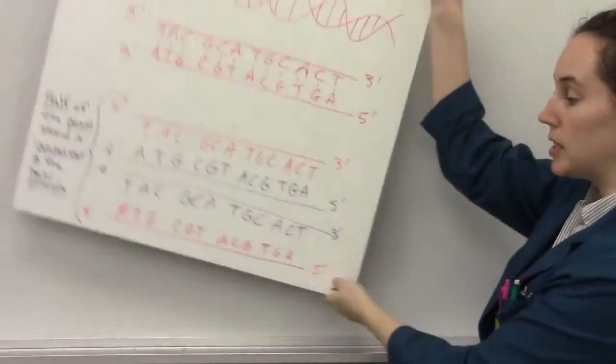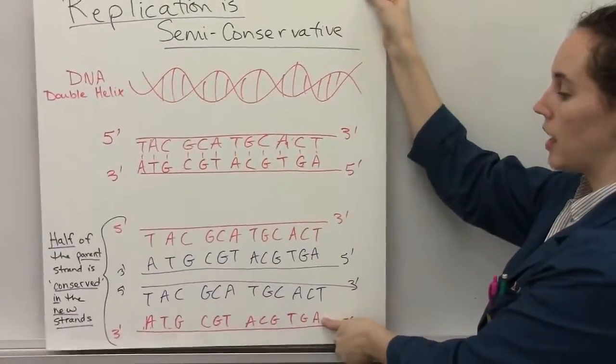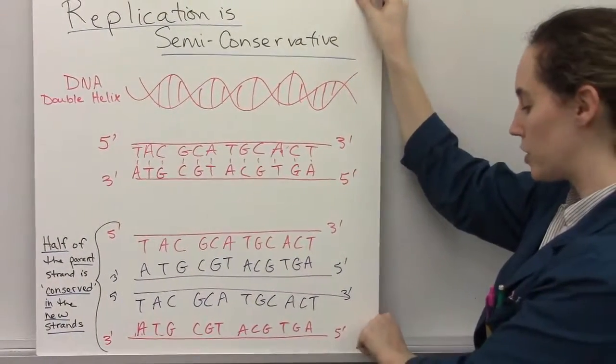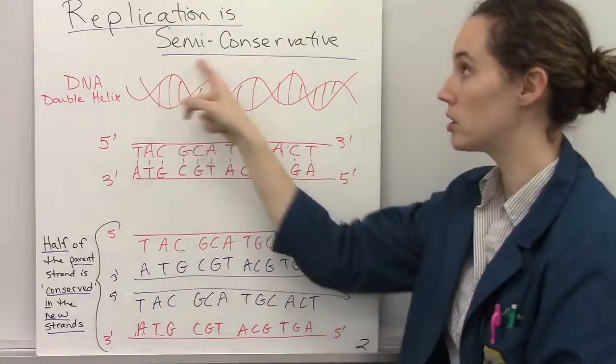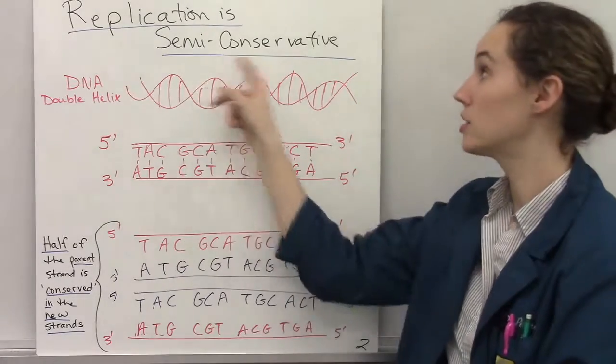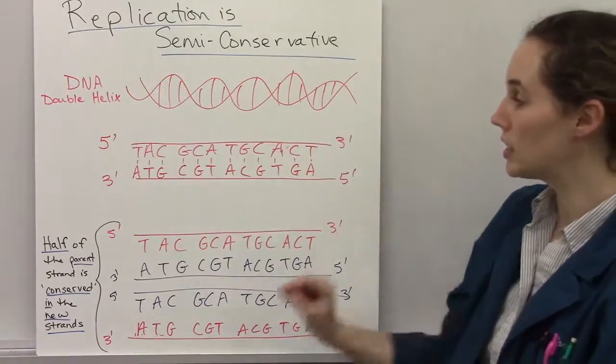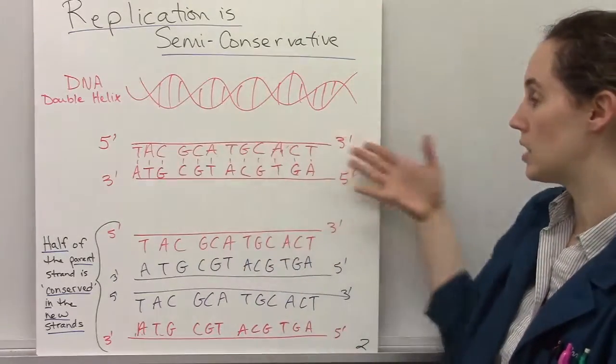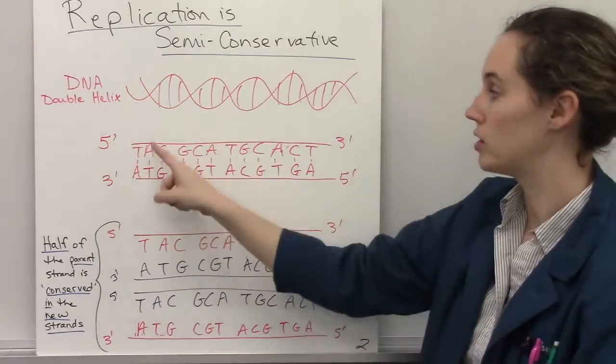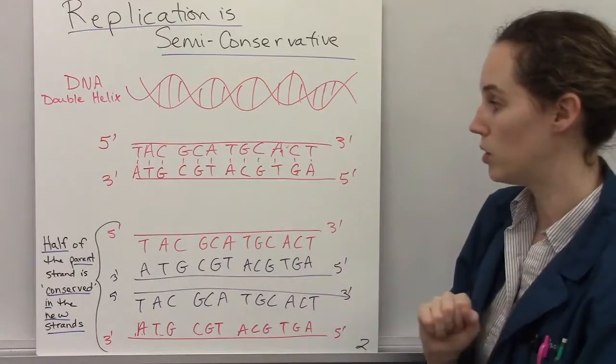One word to describe DNA replication is that it is semiconservative. That means that part of the original parent strand is conserved or stays around. So here's our DNA double helix. This is it if I unwound it and laid it flat with our nitrogenous bases pairing in the middle.